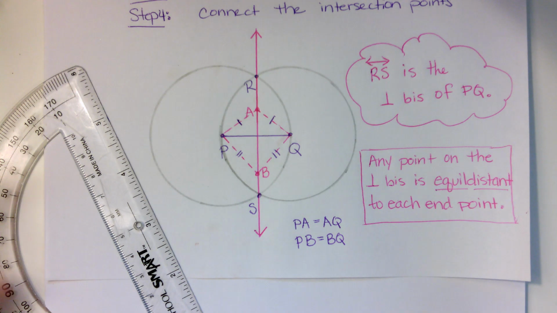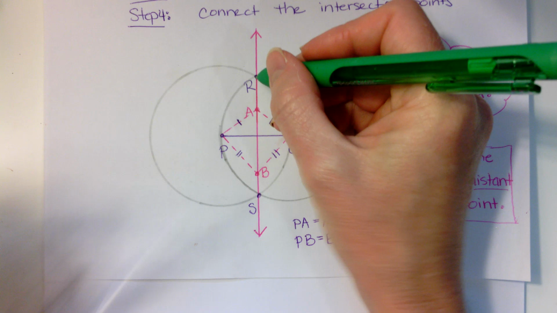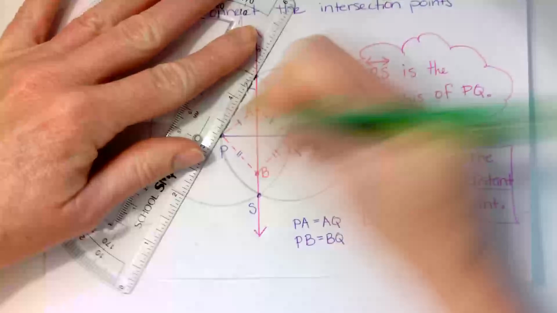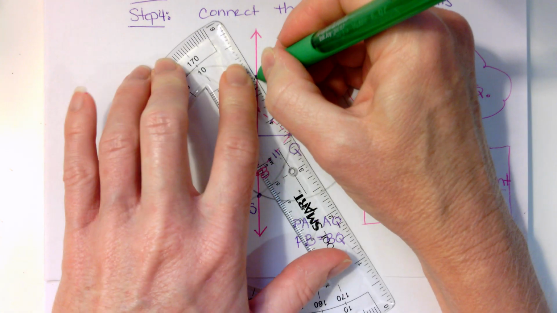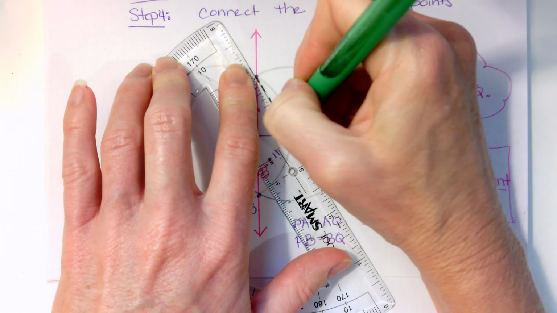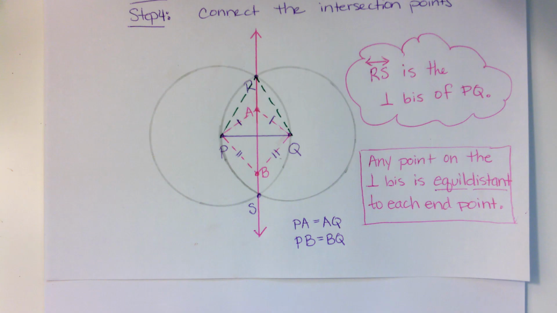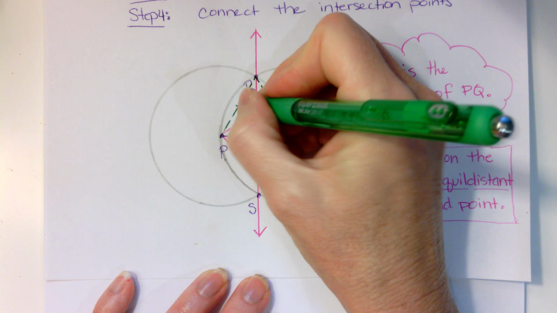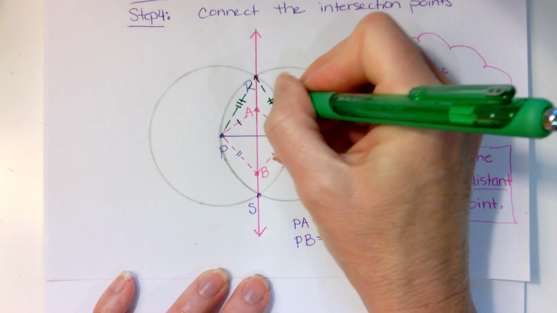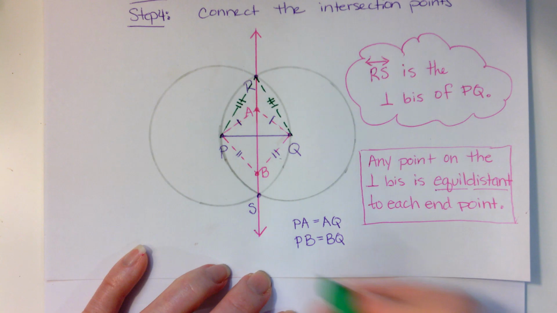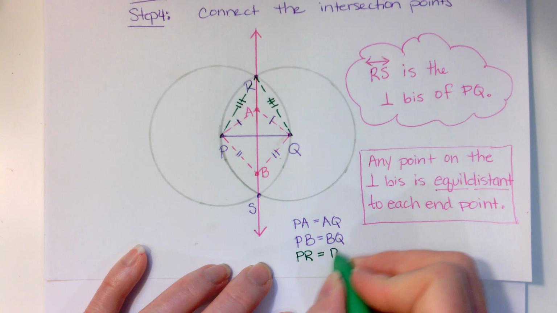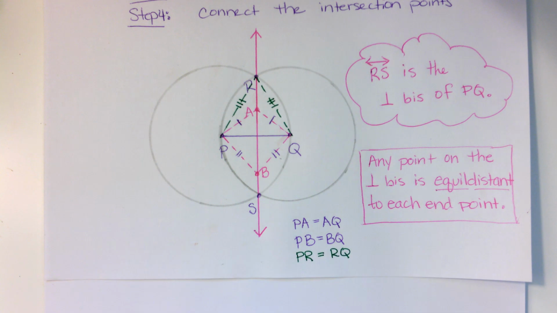Okay, you guys, I'm going to grab a different color. Let's connect R to P. And let's connect R to Q. These 2 green lines are also equal distance. So I'm going to put 3 tick marks to show that they're the same. They go together. And so I know that PR is equal to RQ. So all of these distances were the same.